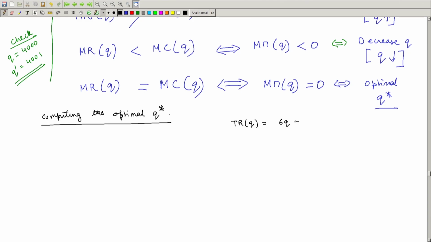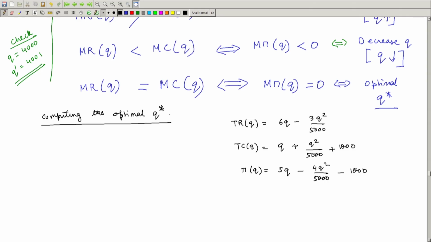minus 3Q square by 5000. The total cost is Q plus Q square by 5000 plus 1000, and the profit is the revenue minus the cost. So that is 5Q minus 4Q square by 5000 minus 1000.